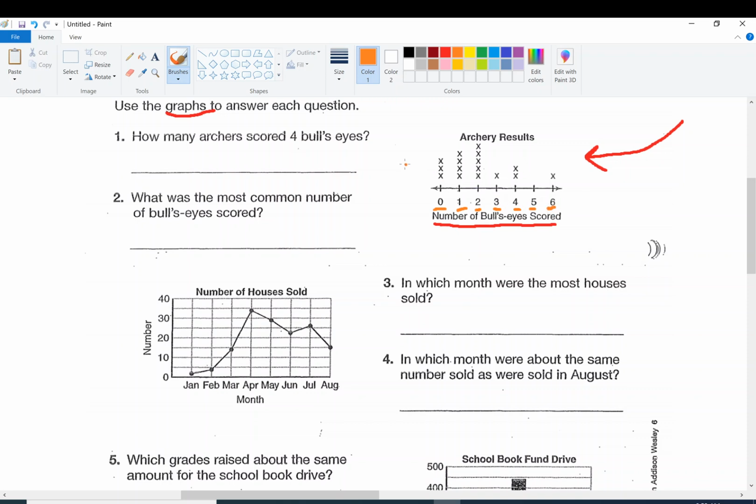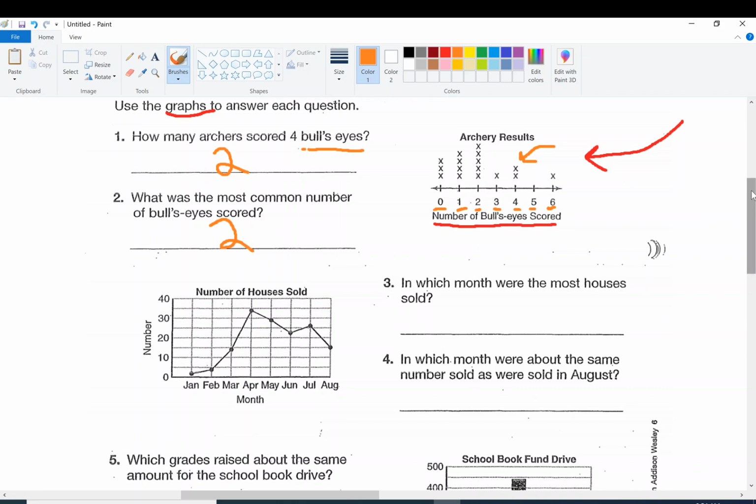So we look at this and it says, okay, how many archers scored 4 bullseyes? Okay, so I go to the number 4, and I notice there's only 2 X's. So the number of archers that scored 4 bullseyes would just be 2 because there's 2 X's there. Now, what was the most common number of bullseyes scored? Okay, notice here, the one that's the highest is also 2. So that would be 2. What was the most common number of bullseyes scored? Well, it would just be 2.